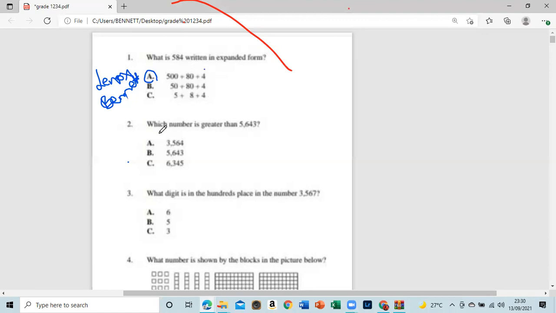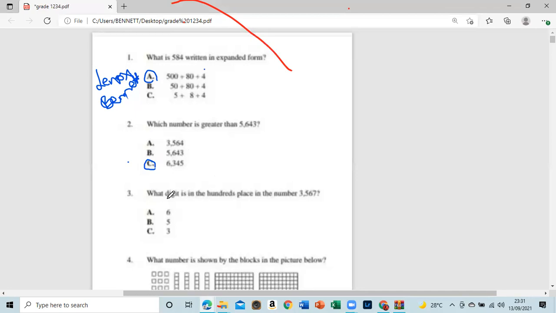Number two. Which number is greater than 5,643? Is 3,564 greater than 5,000? No. Is 5,643 greater than 5,643? No, it's equal to it. So the answer would be 6,345. 6,000 is greater than 5,000.